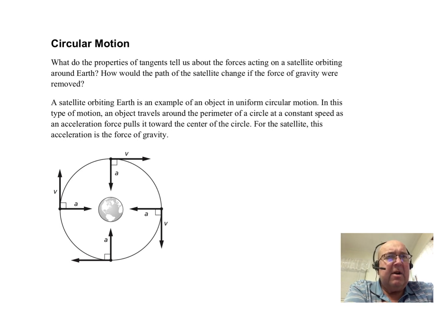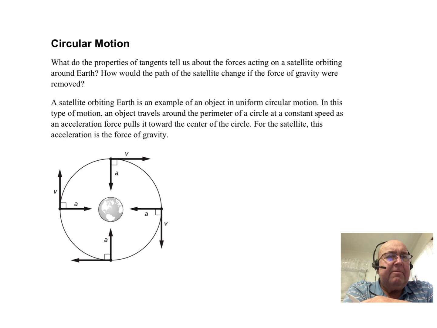What do the properties of tangents tell us about the forces acting on a satellite orbiting around the Earth? How would the path of the satellite change if the force of gravity were removed? Here we have a satellite orbiting the Earth as an example of an object in uniform circular motion, meaning that it's going to be turning at the same rate in a circle.